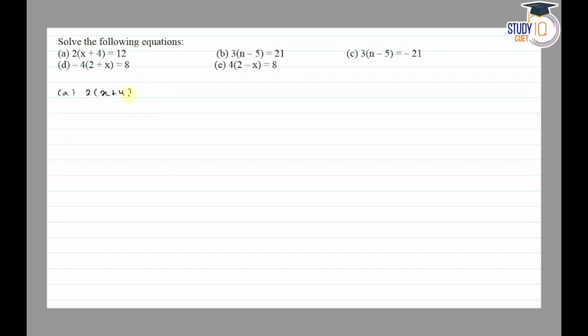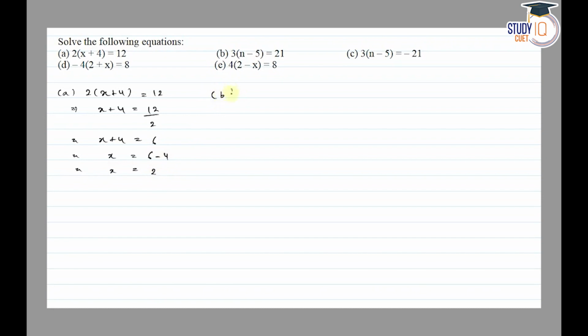2x plus 4 is equal to 12. So 2 को हम इधर शिफ्ट कर देंगे, यहाँ मल्टीप्लाई में है, शिफ्ट करेंगे, so ये डिवाइड चल जाएगा 12/2. So x plus 4 is equal to 6. So x is equal to 6 plus 4 को इधर शिफ्ट करेंगे, साइन चेंज हो जाएगा -4. So x is equal to 6 minus 4 is equal to 2.